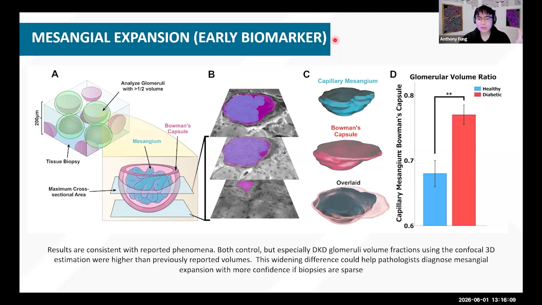And so we found that a lot of the 2D mesangial expansion analysis underestimates the surface to volume ratio. So we are trying to make sure that we can get as complete a picture as we can in any given biopsy or necropsy, using as few glomeruli as possible.